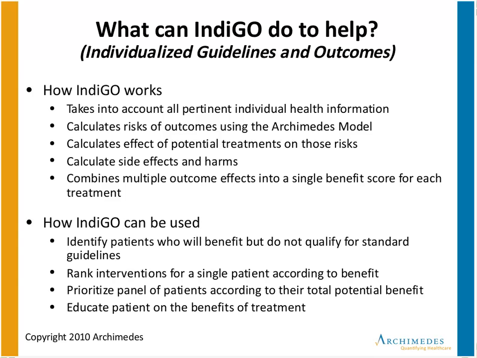Indigo can be used in a variety of different ways, and I'm going to talk about those in a few slides, but it can help identify patients who would benefit from treatment but don't necessarily meet the current guidelines for treatment and thresholds. It can allow you to rank interventions. Therefore, if a patient has a variety of interventions that they would be eligible for, you can use the tool to help prioritize those interventions within a single patient that is specifically tailored to their particular circumstance.